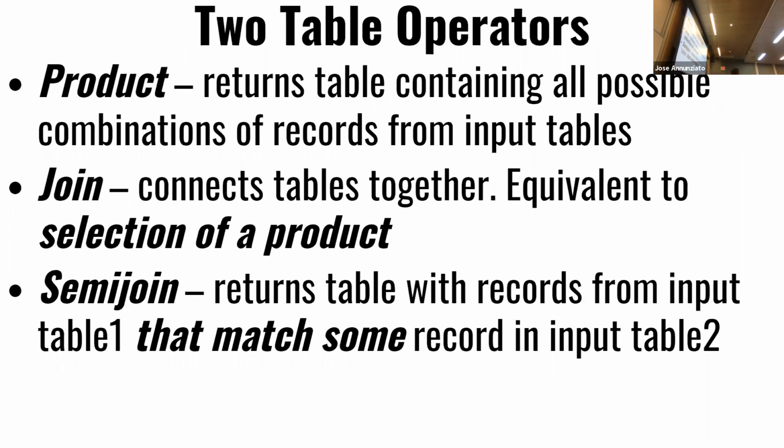And there are also operations that include multiple tables, or at least 2 tables. 3 tables can always be reduced into multiple two-table operations. Anyway, the first one is called product, and product literally means that you're going to do the cross product multiplication of 2 data sets.